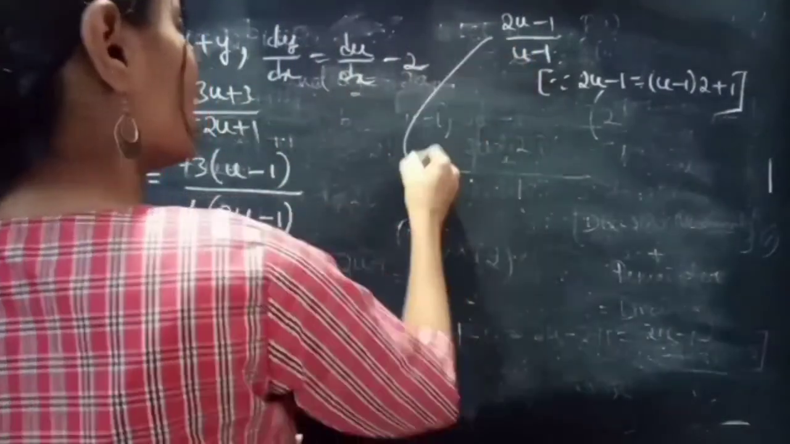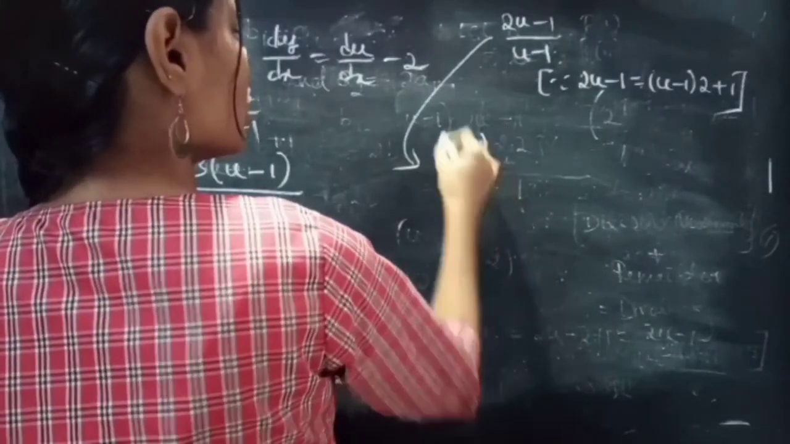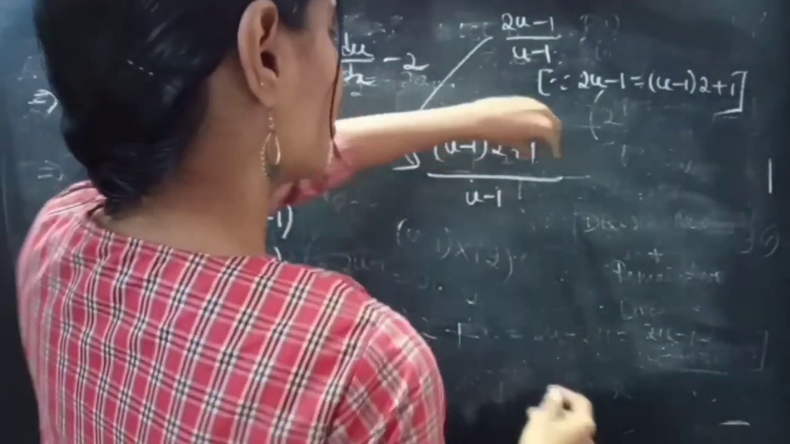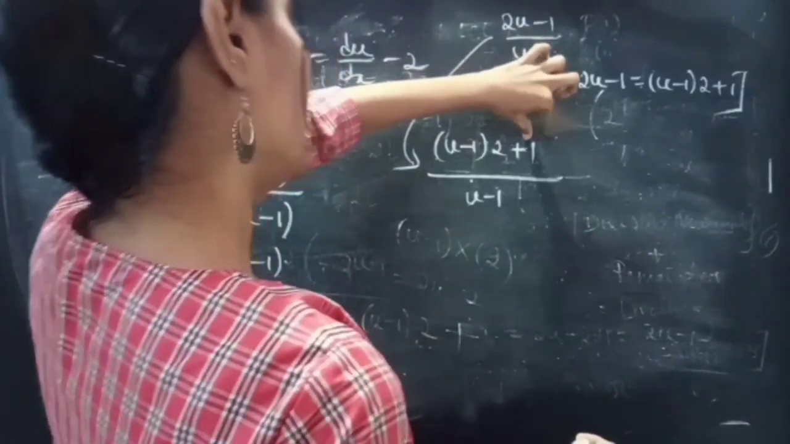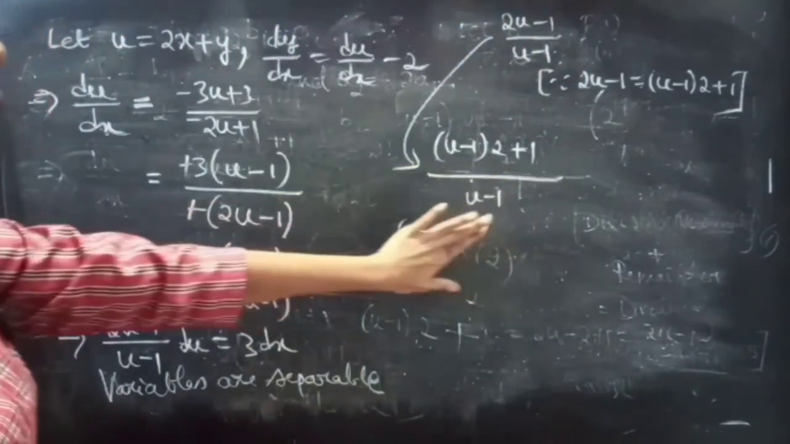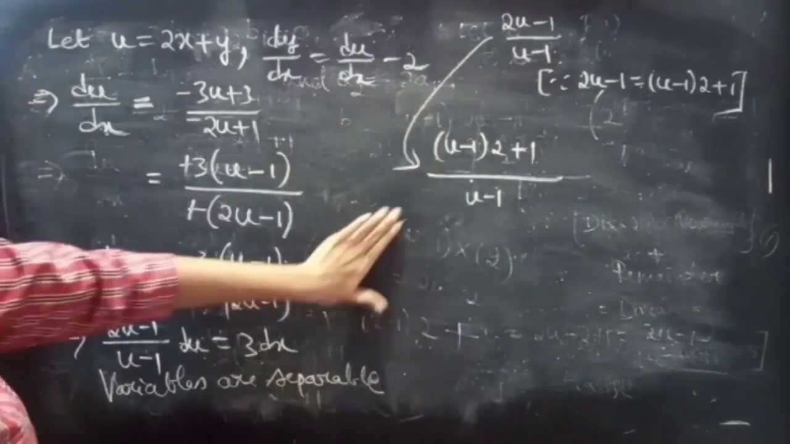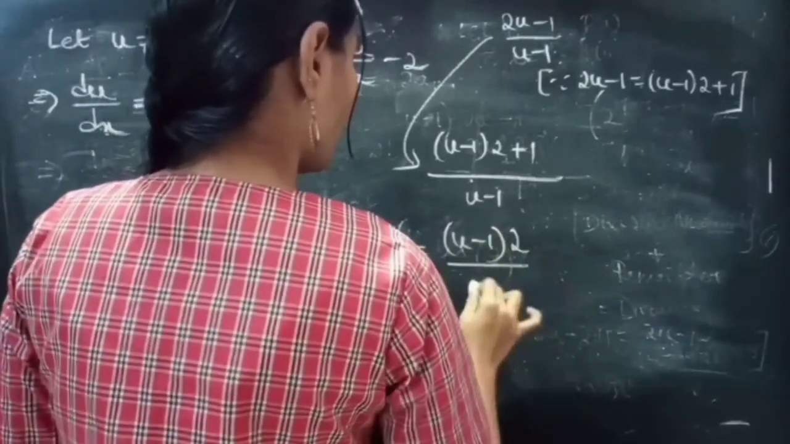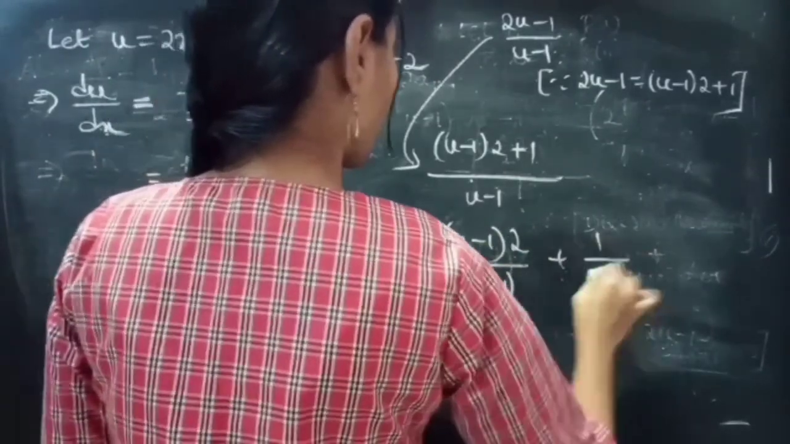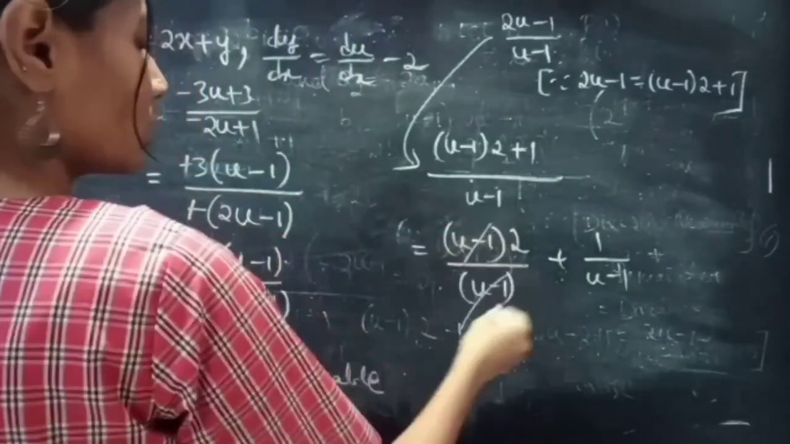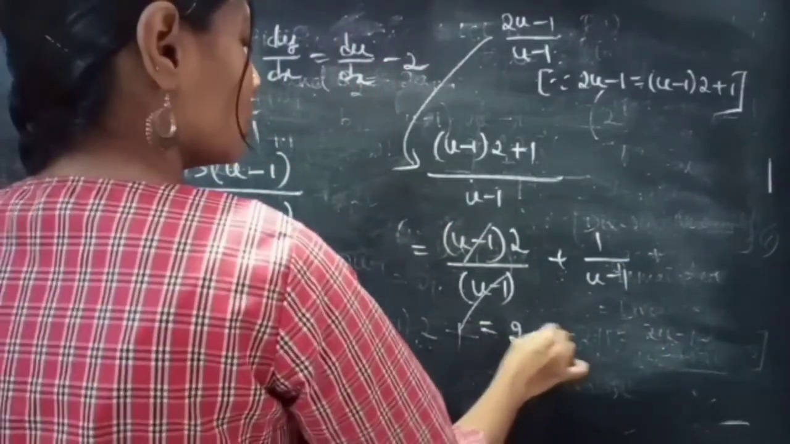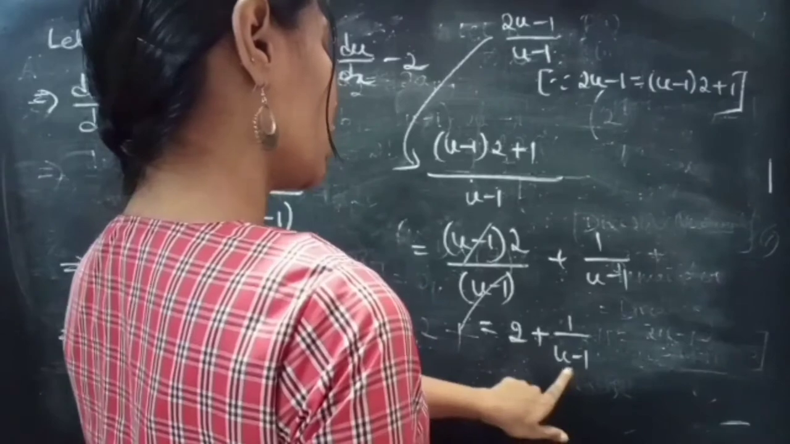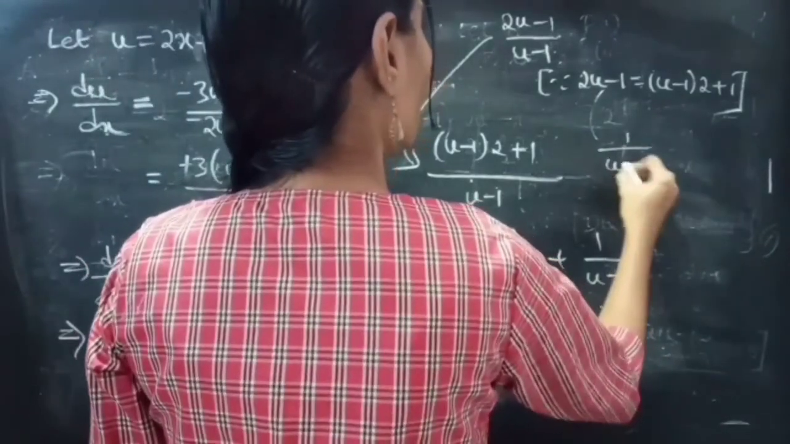Then this becomes u minus 1 into 2 plus 1 by u minus 1. Since you have 2 terms in the numerator and 1 term in the denominator, we can split the total expression into 2 terms. So this equals u minus 1 into 2 by u minus 1 plus 1 by u minus 1. The u minus 1 gets cancelled in the first term. We'll get 2 plus 1 by u minus 1. So you have one fraction, 1 by u minus 1.